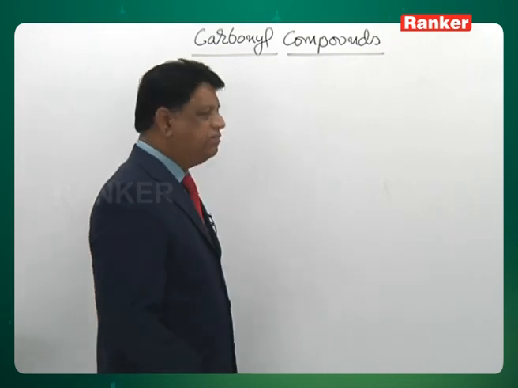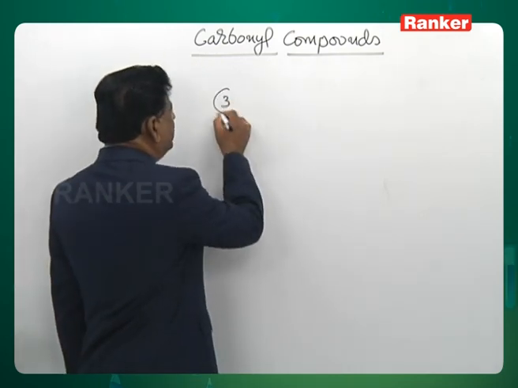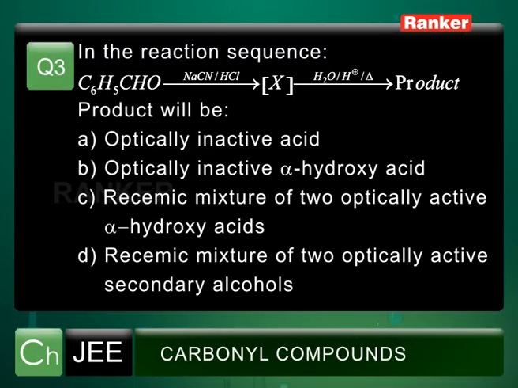So let's go for question 3. The question is, in the reaction sequence, benzaldehyde is treated with sodium cyanide in an acidic medium. So you will get a cyanohydrin. The cyanohydrin is hydrolyzed to give the carboxylic acid.